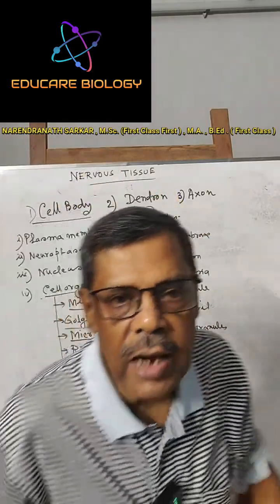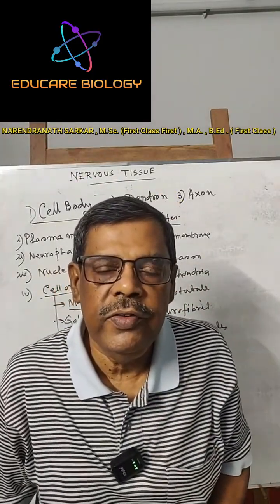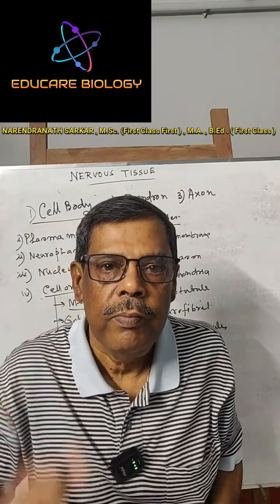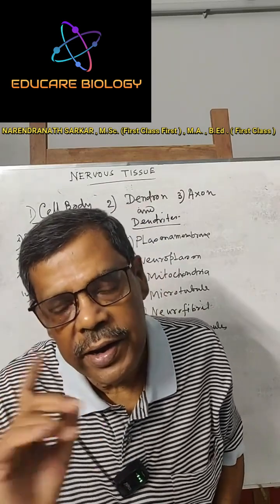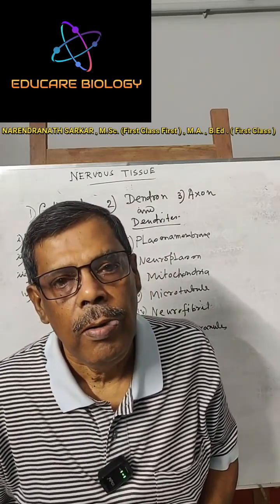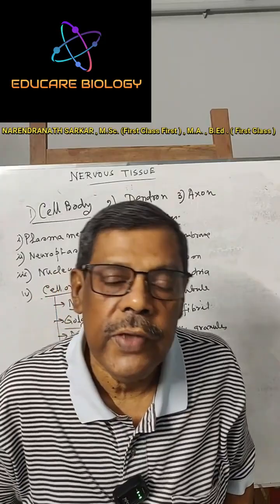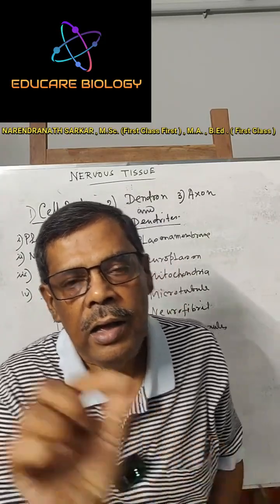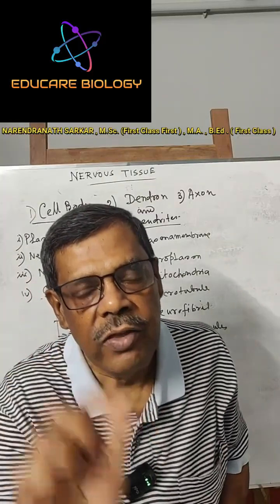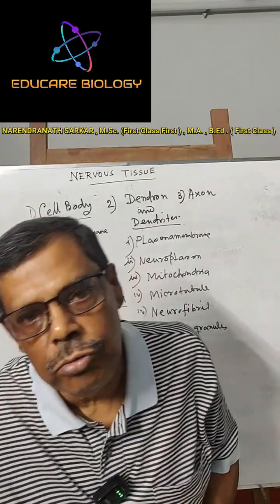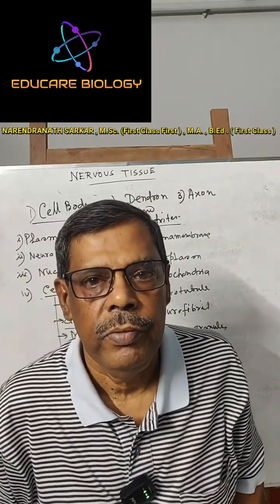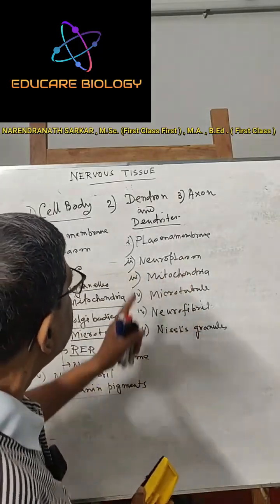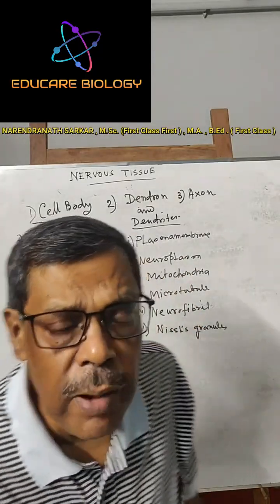Dendron. What is the function of dendron? It receives the stimuli from other neuron or receptor organ and transmits the nerve impulse to the cell body. Next, this is the sensory part of the neuron.